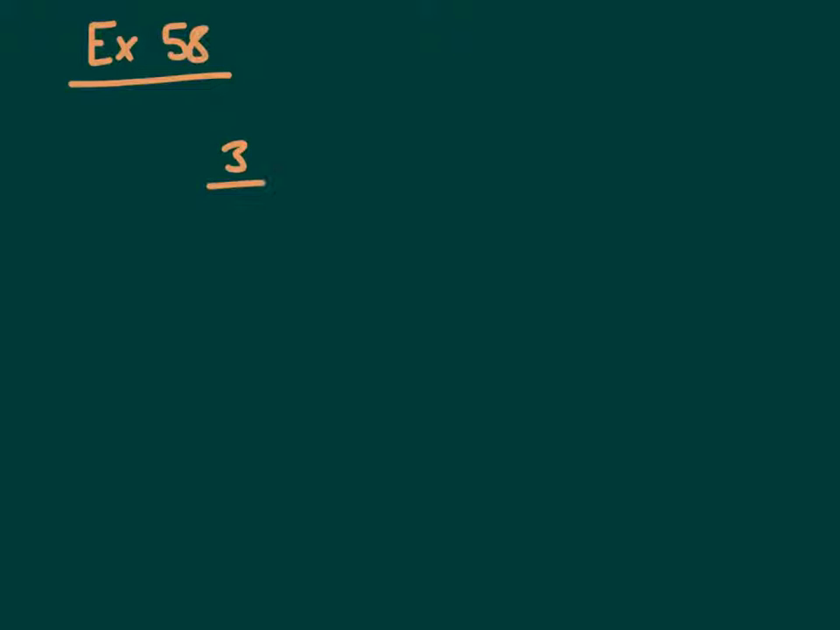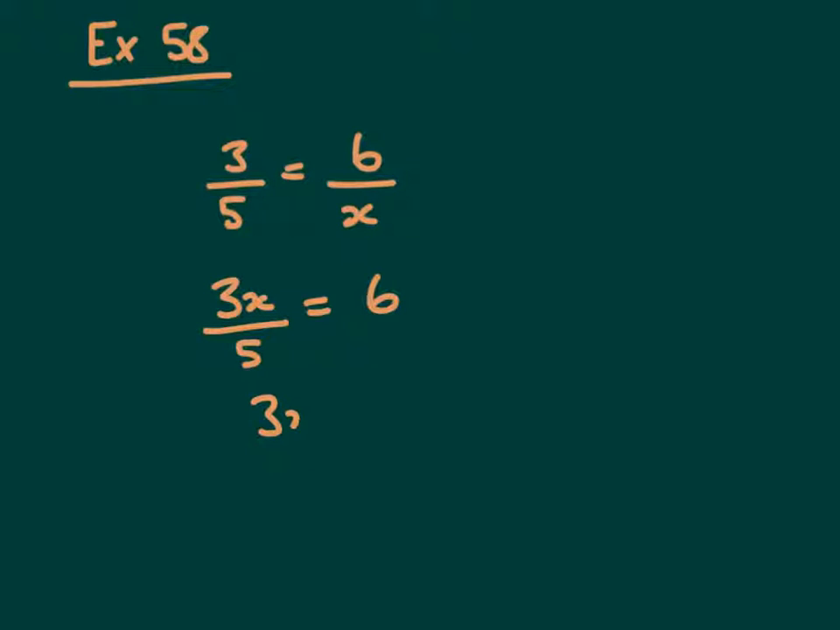Alright, so I'm just going to do one example from exercise 58, very quick one. So 3/5 equals 6 over x. Same thing applies. We need to get that x on the top part of the equation, okay? So we're going to cross multiply the x. So I get 3x over 5 equals 6. Then I cross multiply the 5, so I get 3x equals 30. And then 30 divided by 3 gives me x equals 10. Sorted. Right, good luck. Off you go.